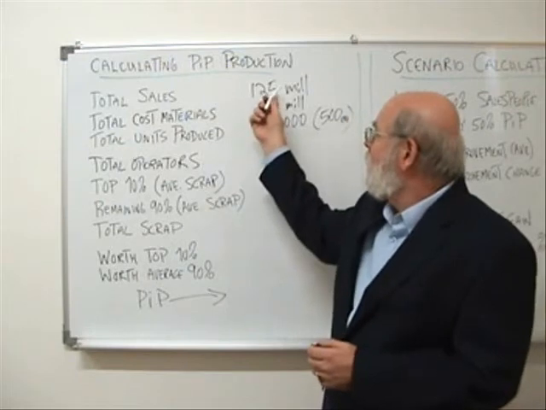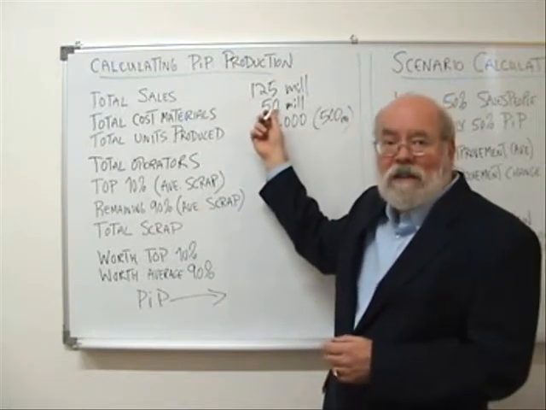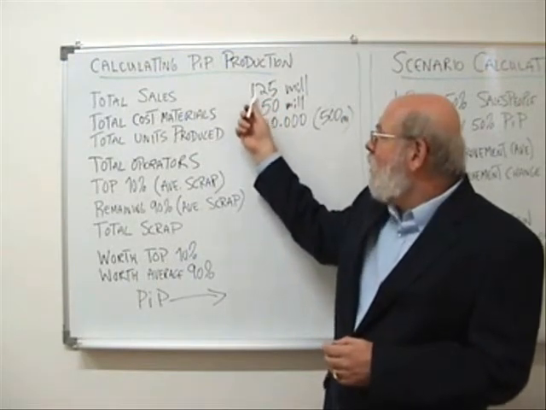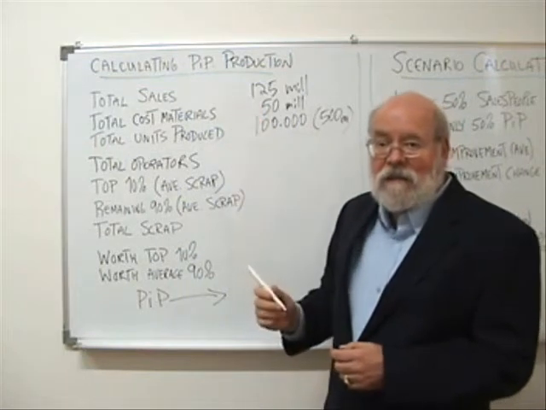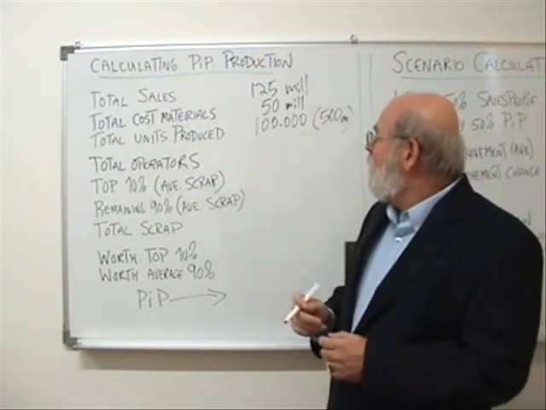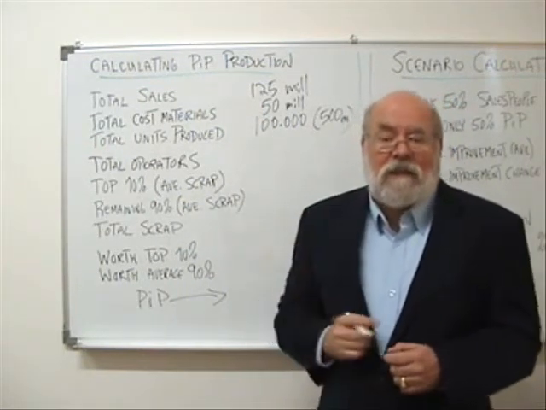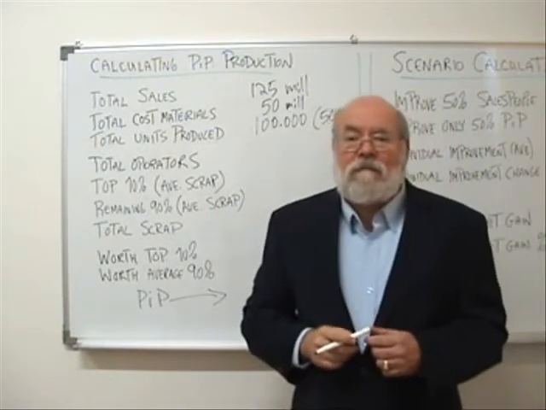So 125 million in revenues, 50 million cost of materials, which means there are other costs plus profit tied under these sales, 100,000 units produced. Okay, we'll take a second and look at these numbers.